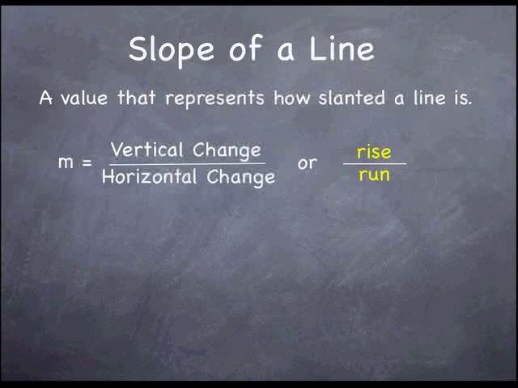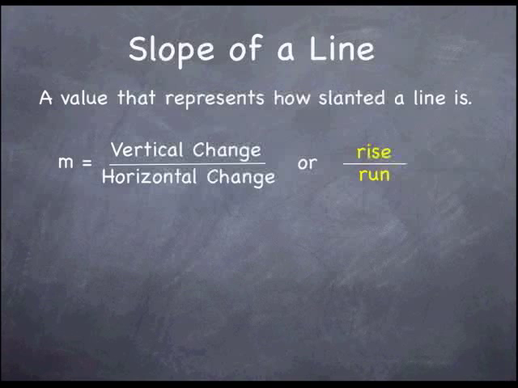Today's topic is slope of a line. Slope is defined as a value that represents how slanted a line is. The letter most commonly associated with slope is the letter M. When we calculate the slope of a line using a line that may be already graphed, we calculate the vertical change over the horizontal change, or the rise over run.